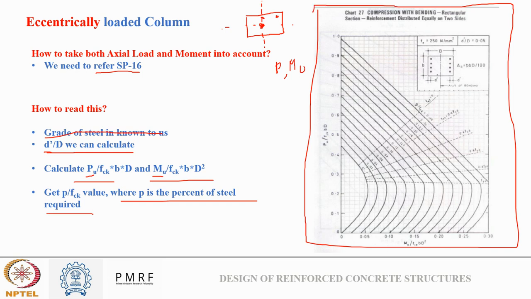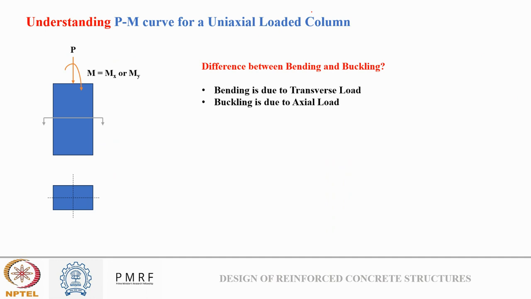But how this chart came into existence is important for us to know. If we see a uniaxially loaded short column, there is a load P acting on the column, and there can be a moment along X or Y along with the axial load P. There will be compression in the column, and suppose my moment is along this Y axis, then there can be bending also generated in the outermost fibers. Just like what we saw in the beam design, these fibers can bend like this, and thus we also need to take care of the moment.